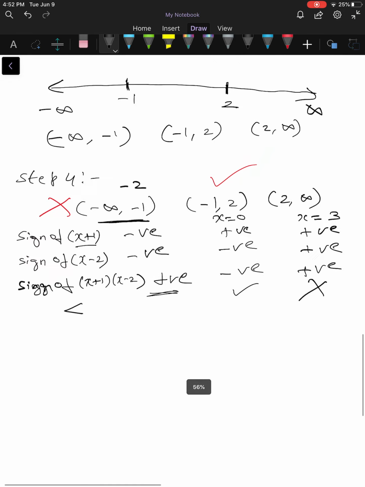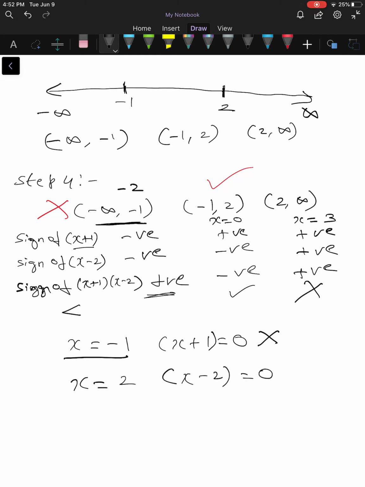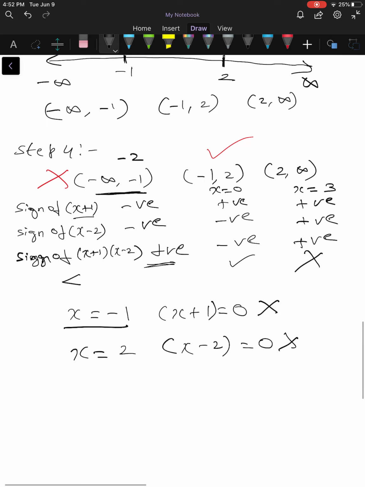Now we have to check the end points as well. When x equals negative 1, x plus 1 will be 0. So this doesn't satisfy the inequality, so we need not consider negative 1. When x equals 2, x minus 2 is 0, so the product will also be 0. So the whole inequality becomes equal to 0, so we need not consider this end point as well.